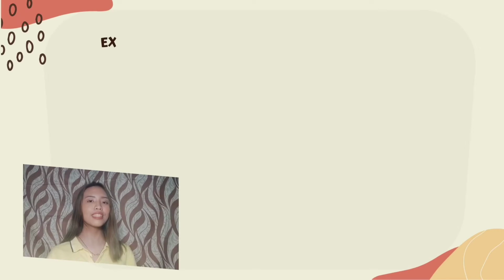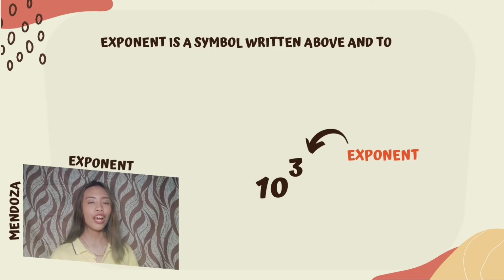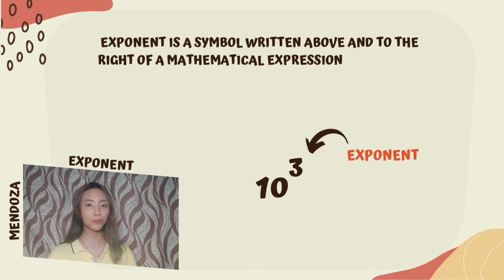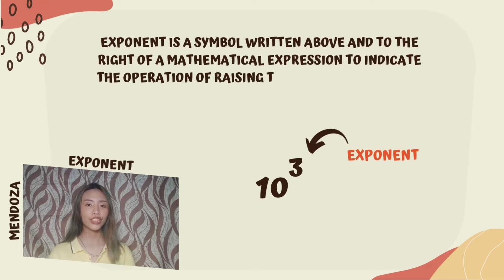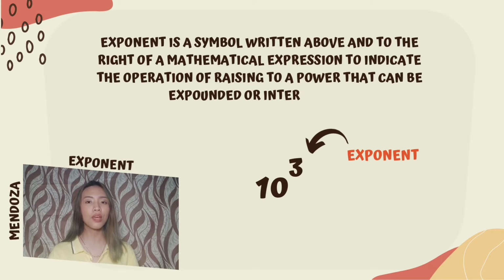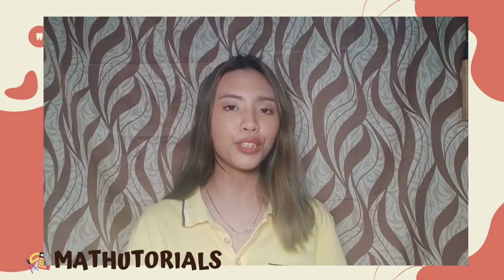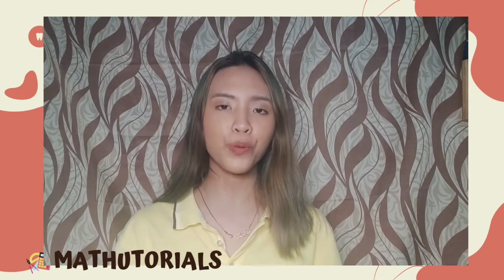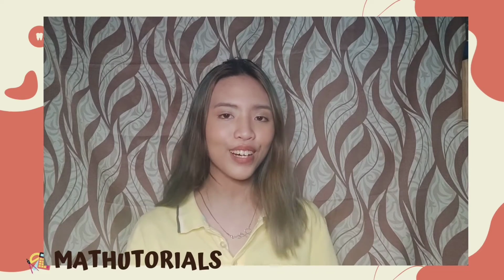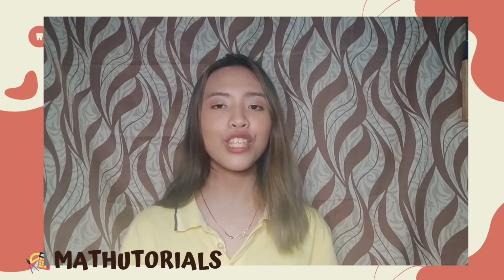Let's first define what an exponent is. An exponent is a symbol written above and to the right of a mathematical expression to indicate the operation of raising to a power that can be expanded or interpreted. These little numbers have different ways to be solved that are called the laws of exponents. So, without further ado, let's go to the laws of exponents.